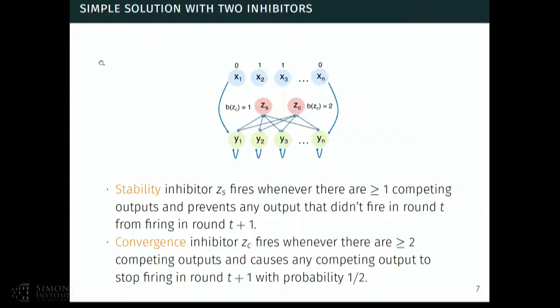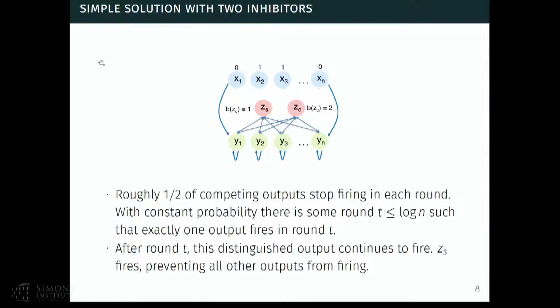You're then going to have a convergence inhibitor that fires when there are at least two firing outputs. And this is going to increase the level of inhibition to the point where even outputs that fired in the previous round are going to only fire with probability 1/2 in the next round. So roughly half of the competing outputs are going to stop firing in every round, and you're going to get convergence in log n rounds. Again, I'm running out of time, so I'm going very fast, but this is the most basic WTA circuit.